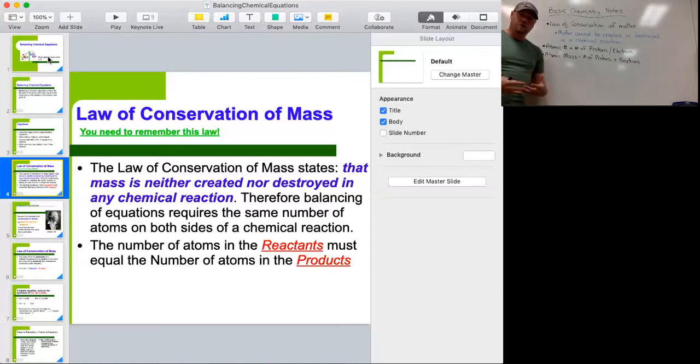What we're going to really focus on is making sure we understand where to find the elements on that periodic table, and then how we have to balance them in order to not go against this law of conservation of mass or matter that we just talked about right up here.